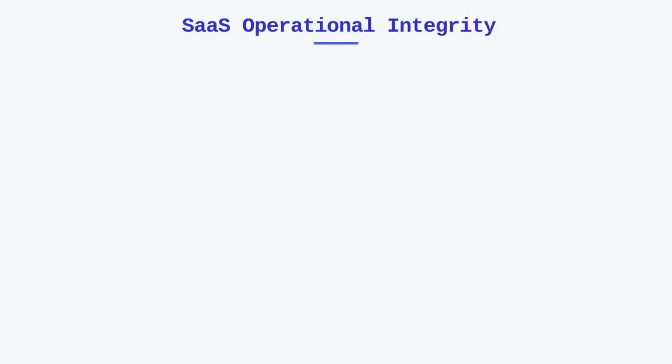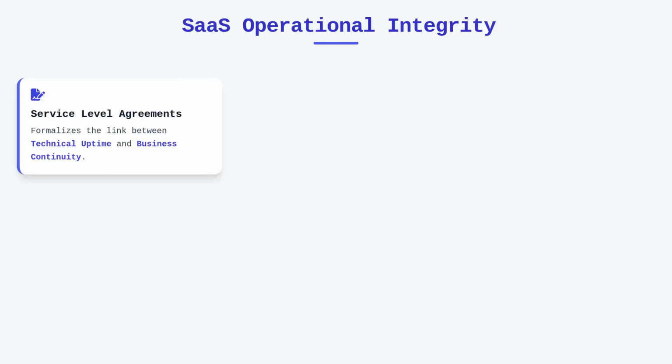To maintain the operational integrity of these services, providers rely heavily on detailed service-level agreements, which mandate platform availability and define the service expectations for the business. These agreements are not merely legal documents. They formalize the relationship between the technical uptime of the application and the business continuity of the customer.